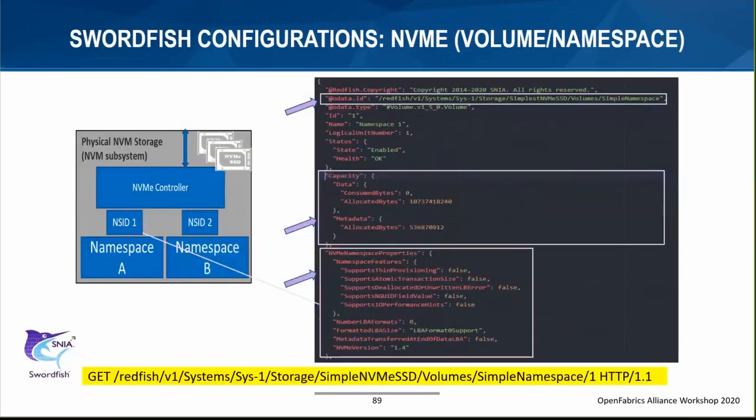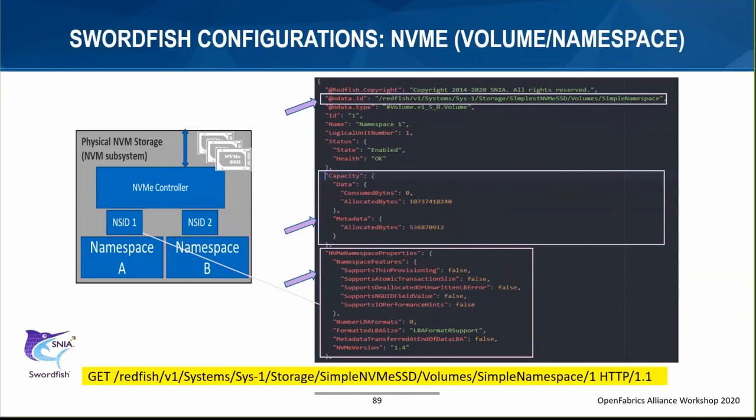So continuing on to this markup, in this simplest NVMe SSD model, we have the namespace. Now let's see how namespaces are defined. The link where the namespace lies is shown by the highlighted first block. And we have seen that this namespace sits under the volume collection under the simplest NVMe SSD. We can also see that we have defined the capacity for this namespace. And there are a bunch of properties that are being defined for this namespace, like whether thin provisioning is supported or not, whether atomic transactions are supported or not, etc.